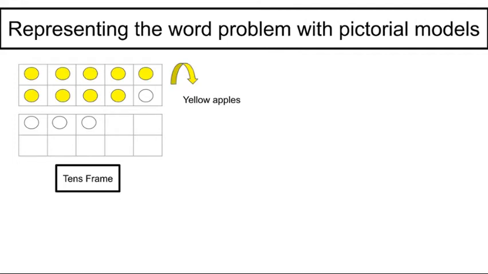The word problem tells us that 9 were yellow. So let's put 9 yellow apples. The word problem also tells us that the rest are red. So we will put red circles for the rest of the apples.